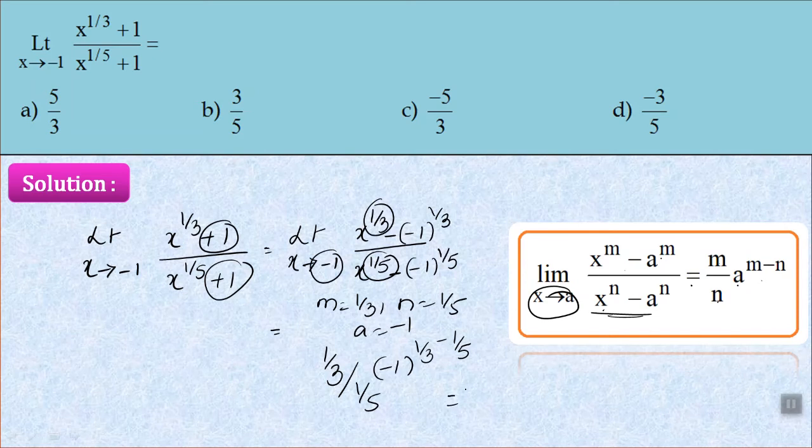This equals to 5 by 3 into minus 1 power, here LCM is 15, 5 minus 3. This equals to 5 by 3 into minus 1 whole power 2 by 15. This equals to 5 by 3, since the value of minus 1 power 2 by 15 is 1. Therefore, the answer is option A.